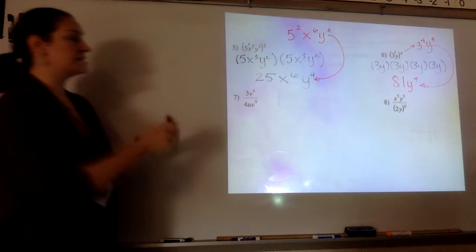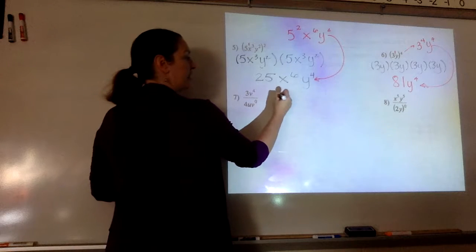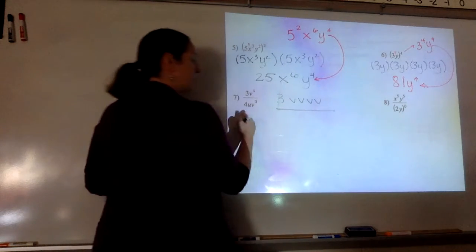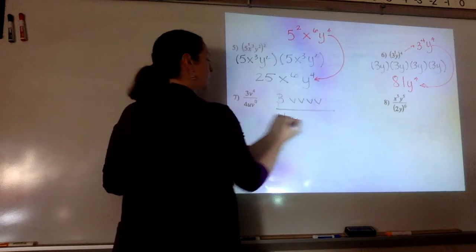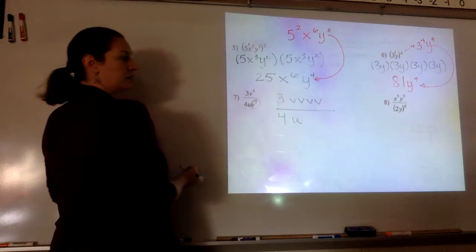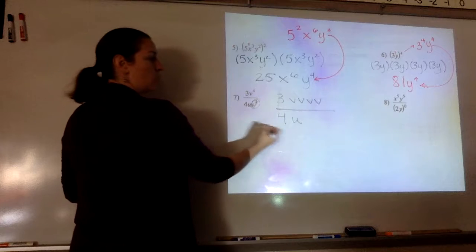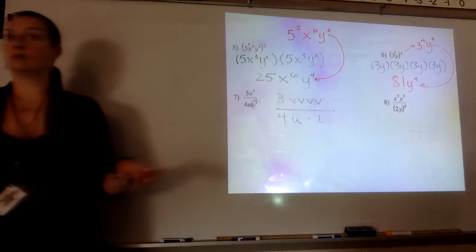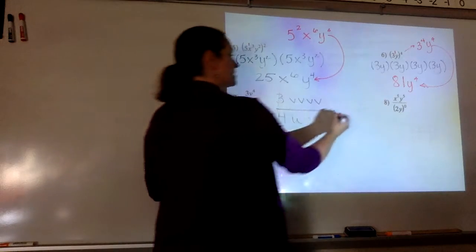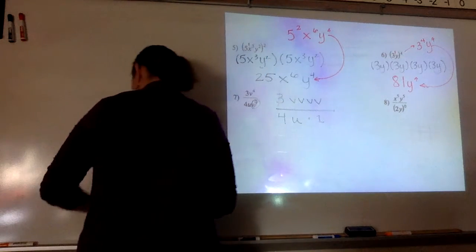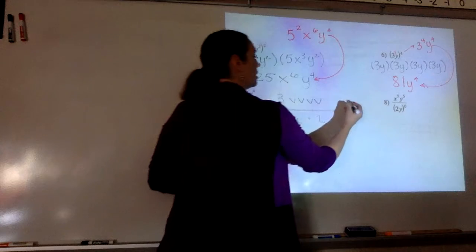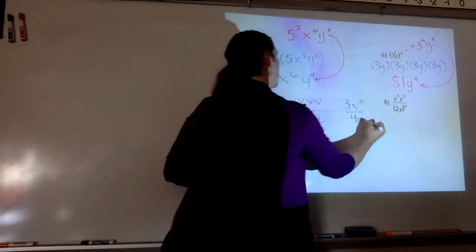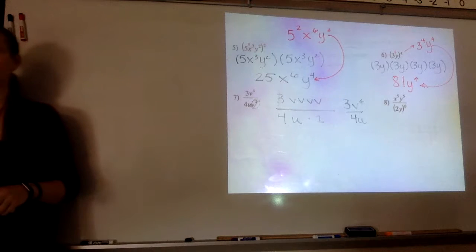So if I look here at 7, I've got 3, 1, 2, 3, 4 V's. In the bottom, I have a 4 and a U. How many V's do I have? 0. So it's the same thing as a 1. If I wanted to, I could replace it with a 1. Does anything cancel? No. So my final answer is 3 V to the 4th over 4U. There should be no V's written in the bottom.